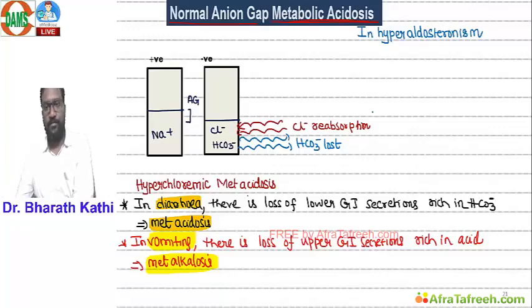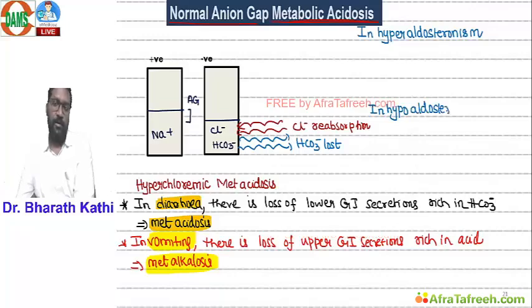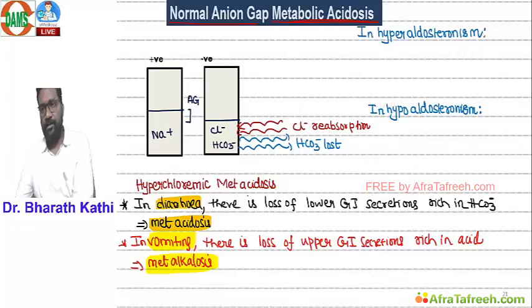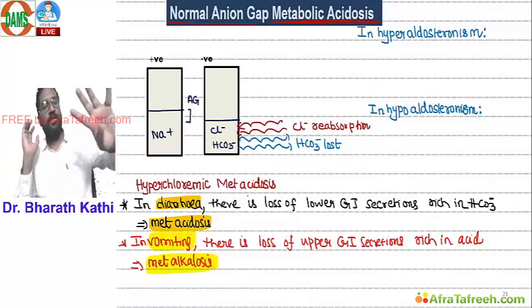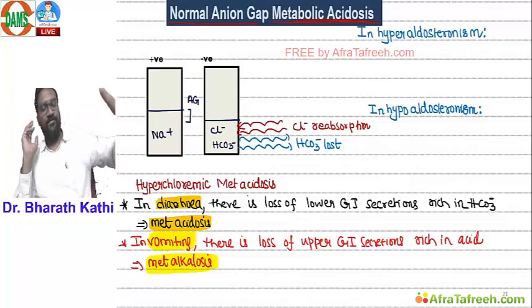What happens in hypoaldosteronism? Now, where is this aldosterone actually coming to play? In the kidney, this aldosterone is required for sodium and water reabsorption. For whatever sodium is coming inside, what will be lost in the urine? K plus and H plus.